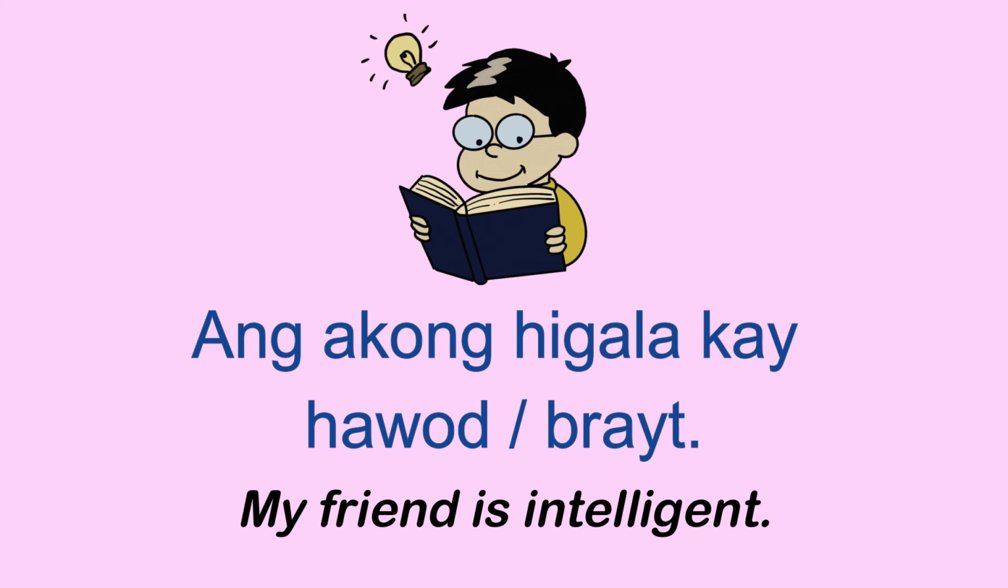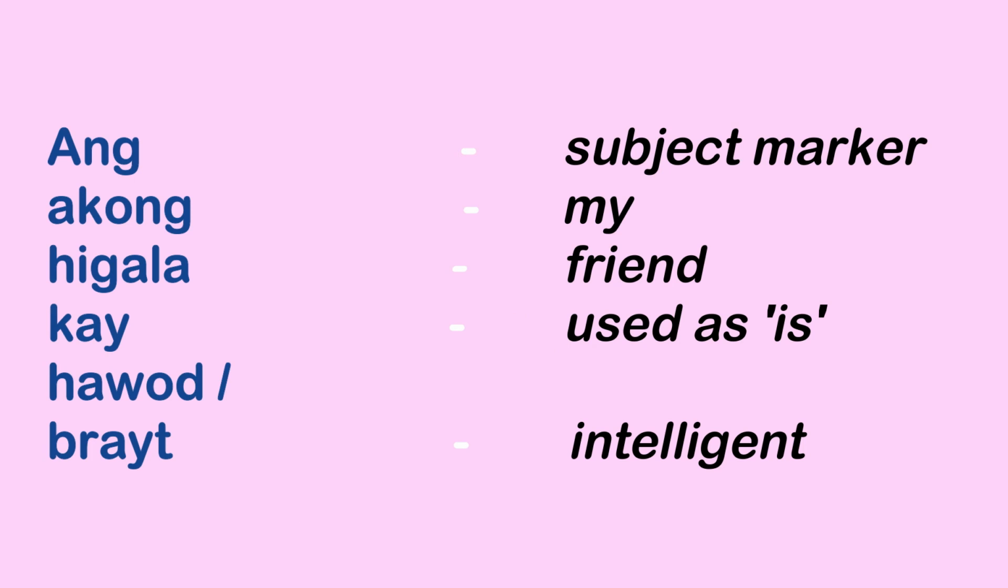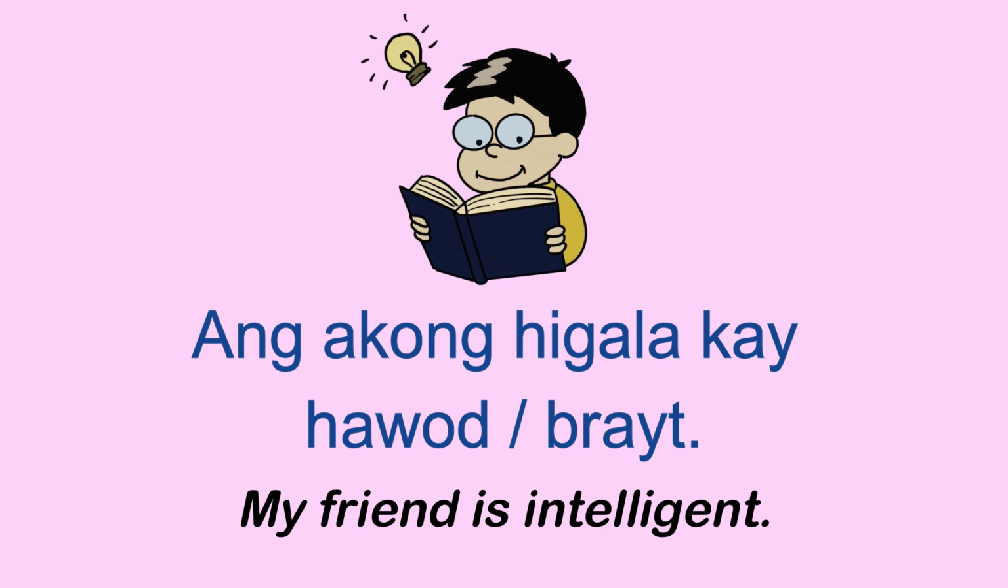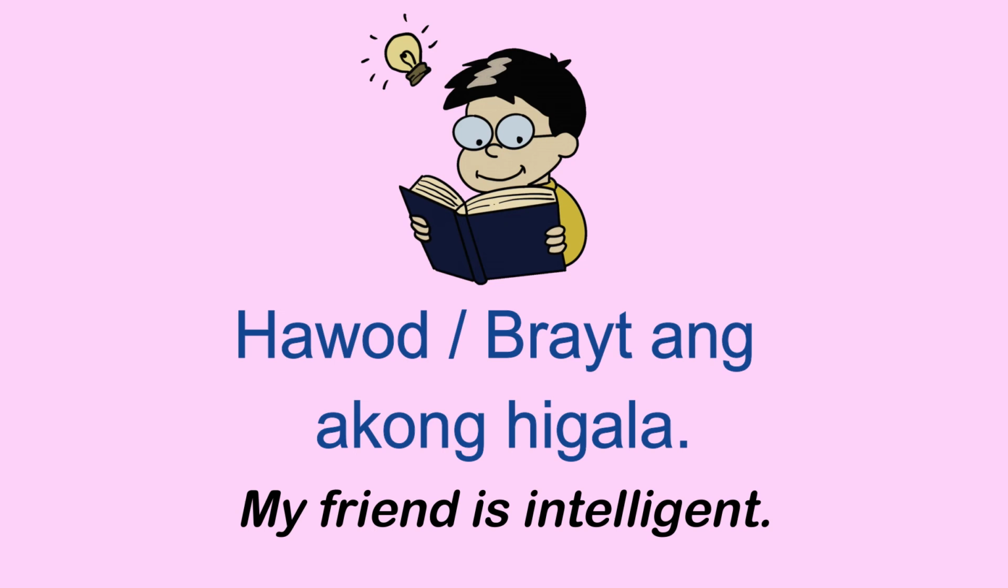Breaking down the sentence, we have ang is our subject marker, akong is a possessive pronoun which means my. We also have a video for possessive pronouns, guys, so if you're interested in learning them, please check the videos in the description below. Higala is friend, kay again is used as is in this phrase, and hawud or bright means intelligent. My friend is intelligent. Or we can also say the other way around, hawud ang akong higala or bright ang akong higala.